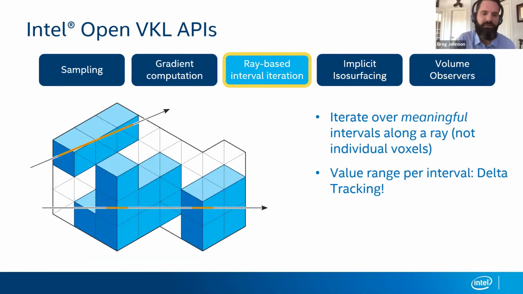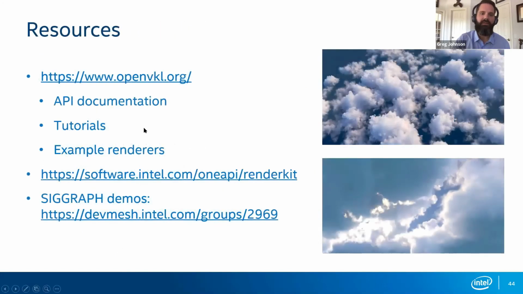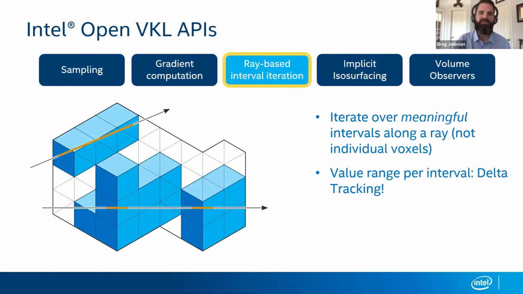One of the APIs I wanted to focus a little more on is our ray-based interval iteration, or interval iterators. This allows you to iterate over meaningful intervals along a ray. What I mean by meaningful is that you are able to tell OpenVKL the volume values of interest through what we call a value selector object. That means when you start iterating along a ray, you're able to skip any intervals that are known to not contain those values of interest. So that's a very efficient form of empty space skipping.